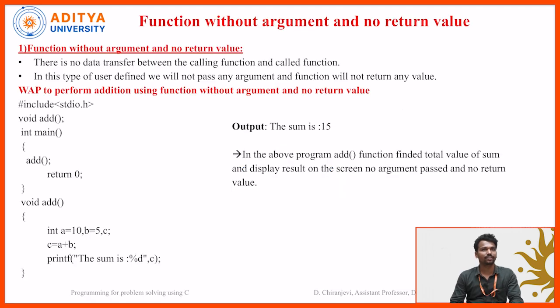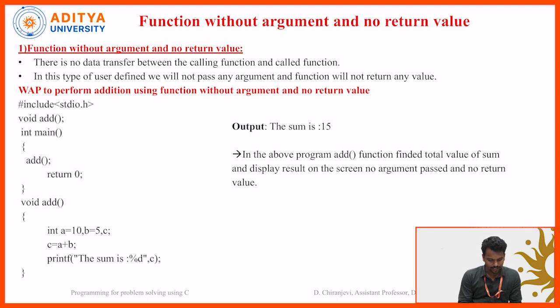So the first one is function without argument and no return value. What does it mean? It means there is no data transfer between the calling function and the called function. In this type of user-defined function, we will not pass any argument and the function also will not return any value. Now let's understand this with an example.